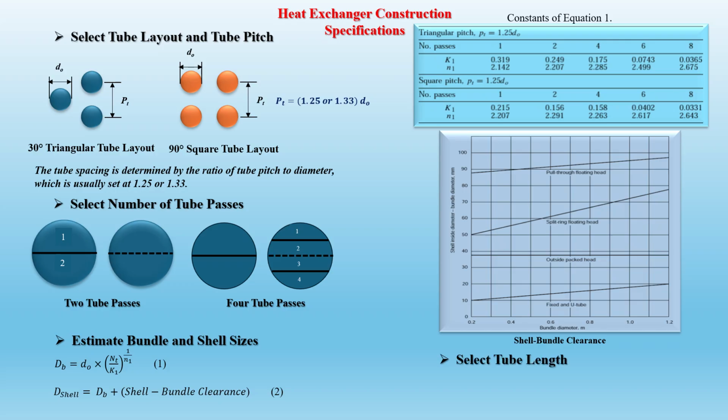Then we have to select the tube length, and the tube length is given by a general form that depends on the ratio between the tube length and the shell diameter to be within the range 5 to 10. These are general parameters or general conditions that can be used in the process of heat exchanger design for the type of shell and tube heat exchangers.